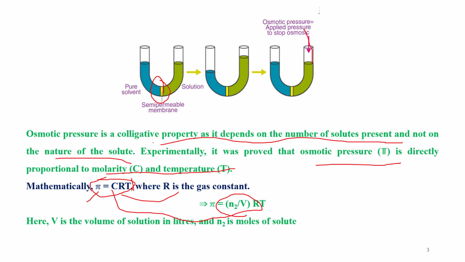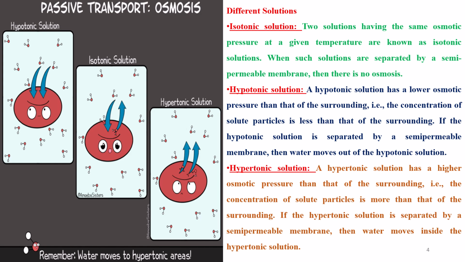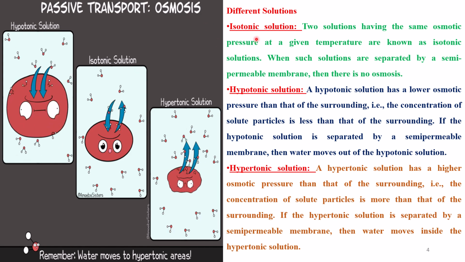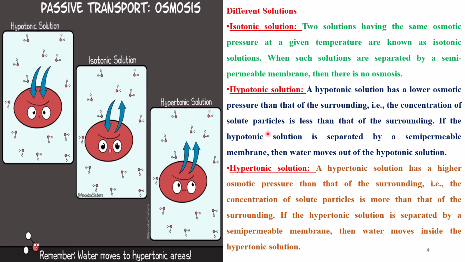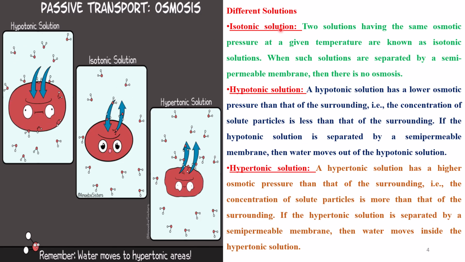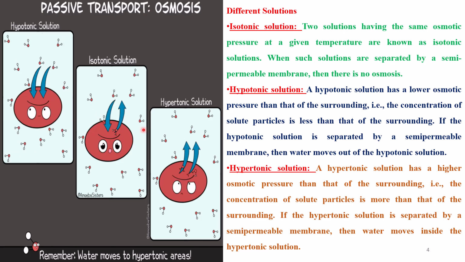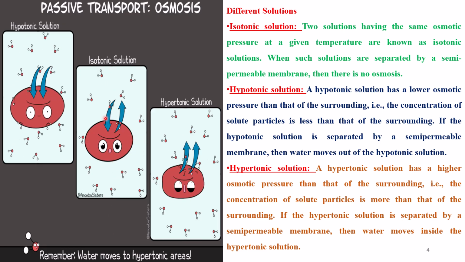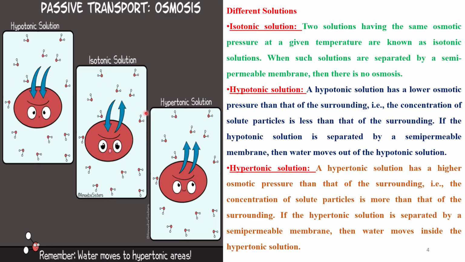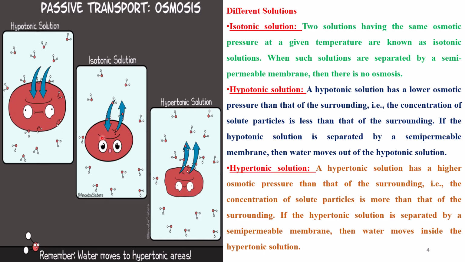the solution in liters. By osmotic pressure, solutions are classified into three types: isotonic solution, hypotonic solution, and hypertonic solution. In the isotonic solution, there is no osmosis because the solution outside and inside has the same osmotic pressure. So there is no osmosis.